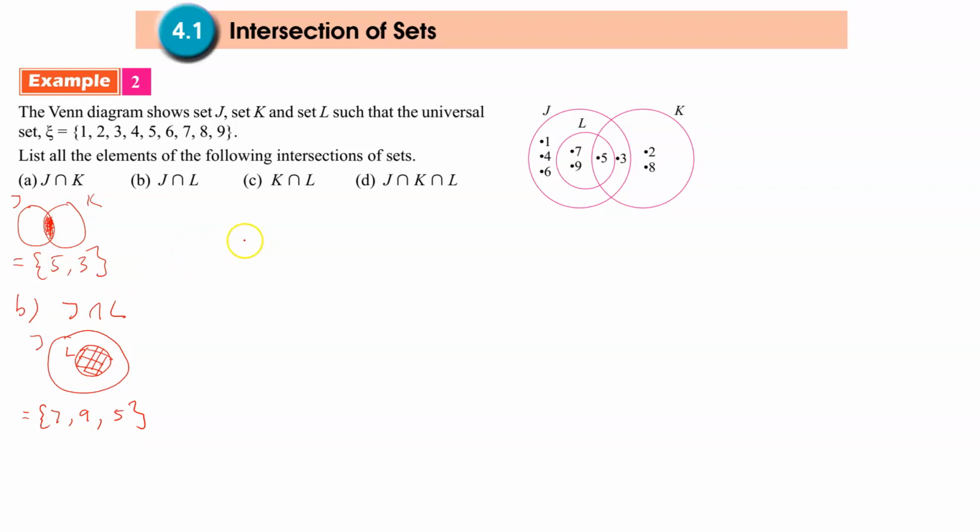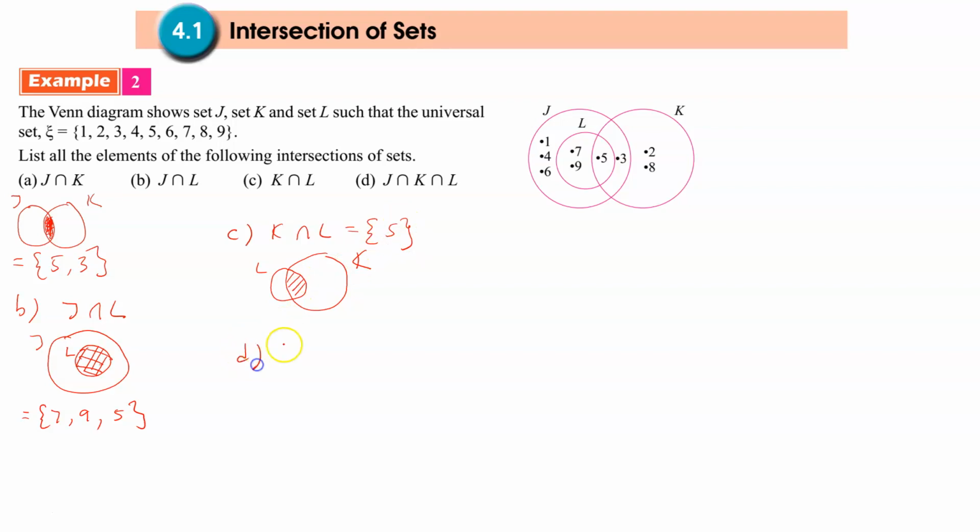Okay. So for C, K intersect L. So tengok K dan L saja, maksudnya L yang kecil, K yang besar. Abaikan J tu. So K intersect L, ada intersection dekat sini kan. So maksudnya yang mana? K dengan L overlap cuma kawasan 5 sahaja.